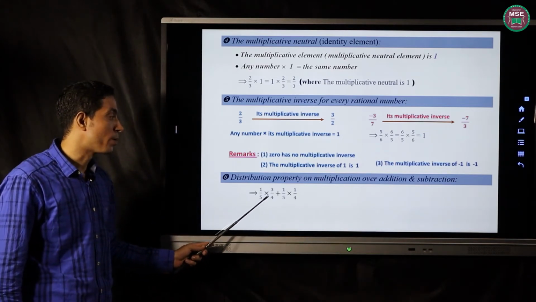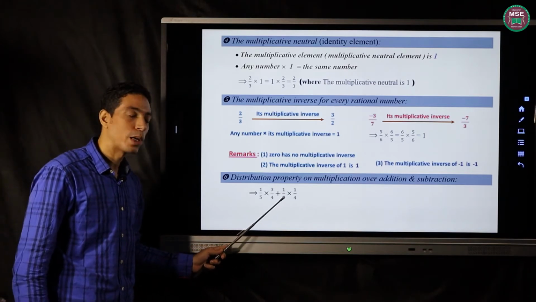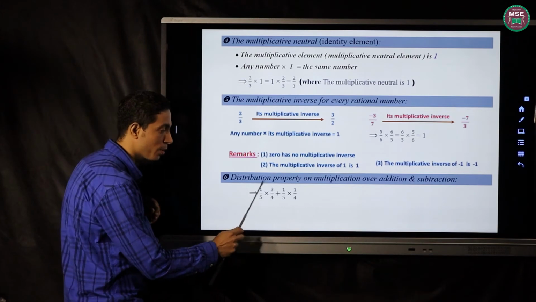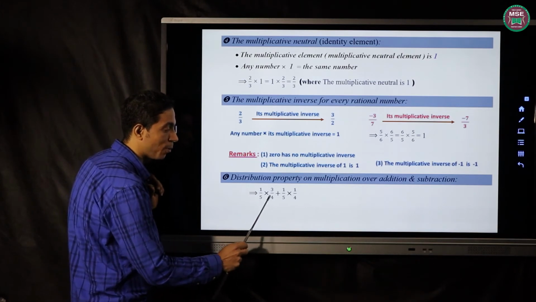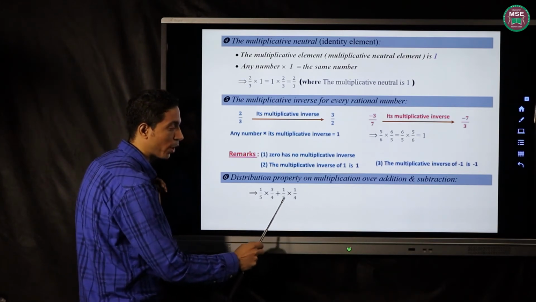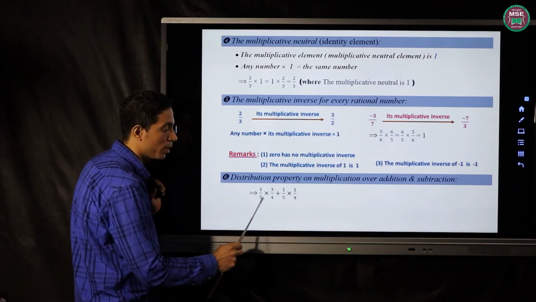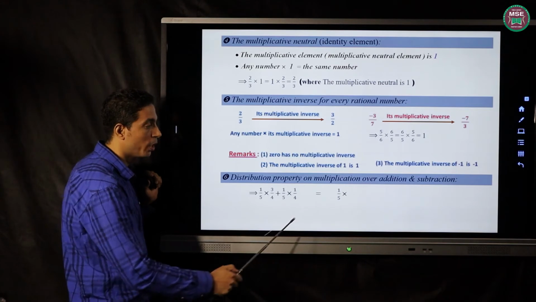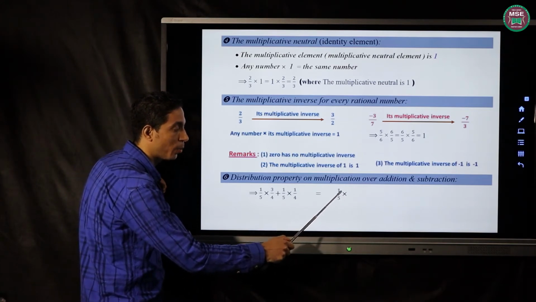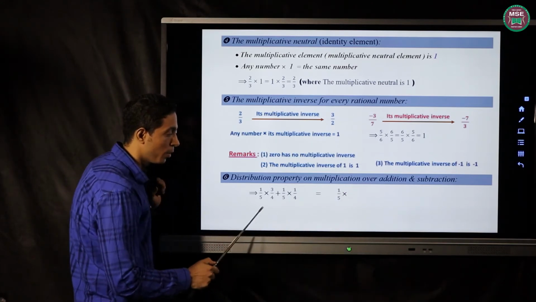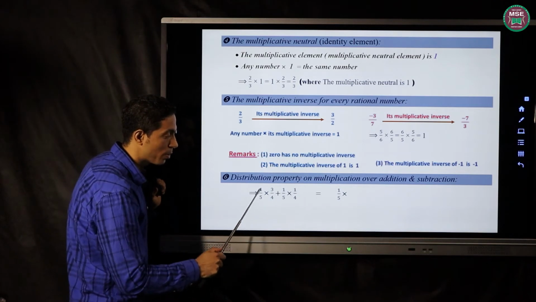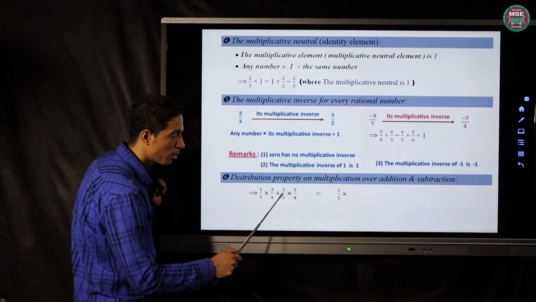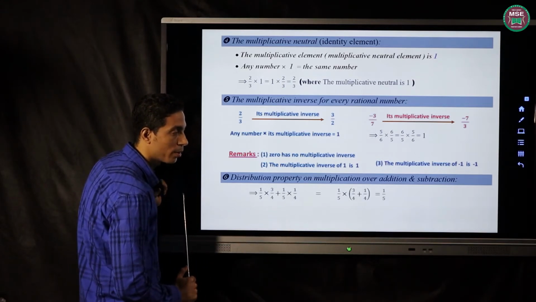1/5 times 3/4 plus 1/5 times 1/4. Between these two fractions we have a multiplication sign, and between these two fractions we also have a multiplication sign. In these two fractions, 1/5 is the repeated fraction. We can take 1/5 and multiply, then open a bracket. We take 1/5 from these two terms, then we write 3/4 plus 1/4 inside the bracket.